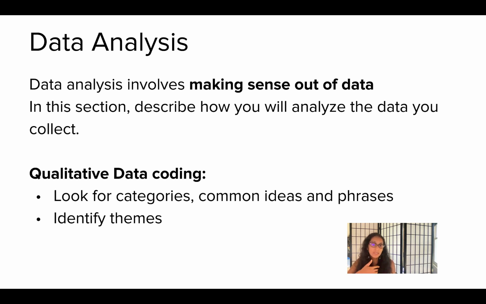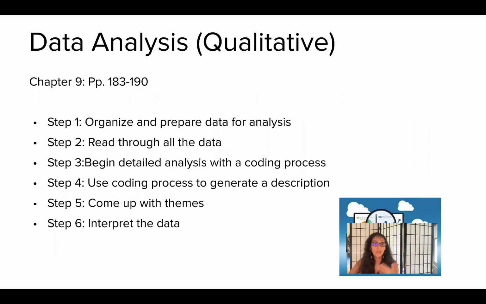For qualitative data coding, there are some common steps that you take to look for categories and identify themes. These are the steps that are taken. If you go into that chapter in the research textbook that I've uploaded, you can find these steps on pages 183 to 190. Usually you organize and prepare whatever data you've collected.